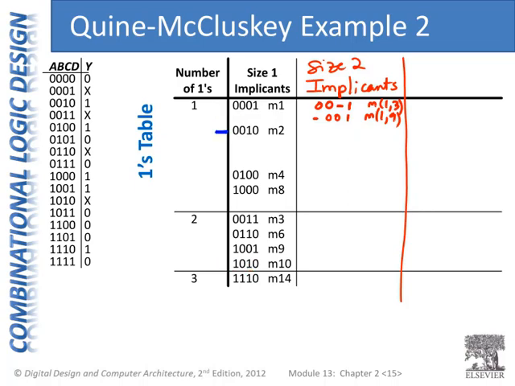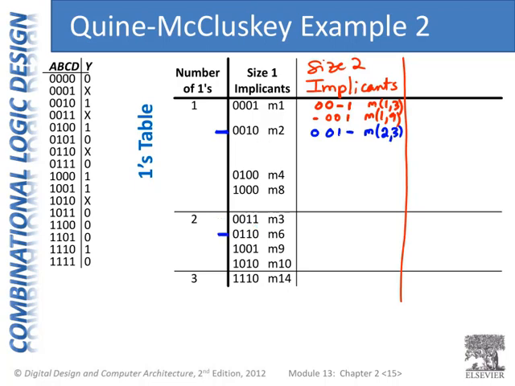Now we're going to check min term 2 against each of the min terms in group 2. So 0, 0, 1, 0: these differ only in the D term. So we get 0, 0, 1, don't care, combining min terms 2 and 3.